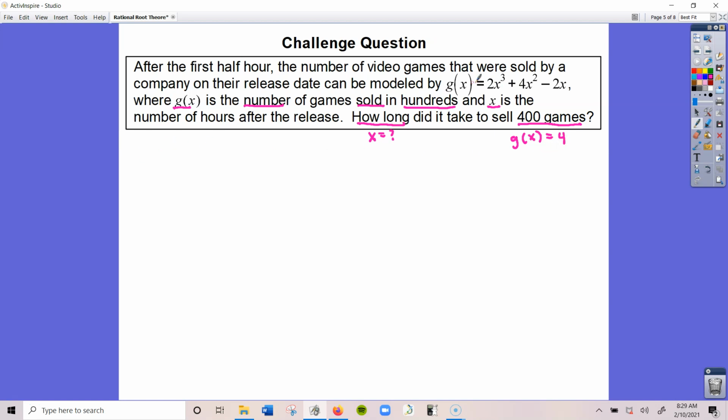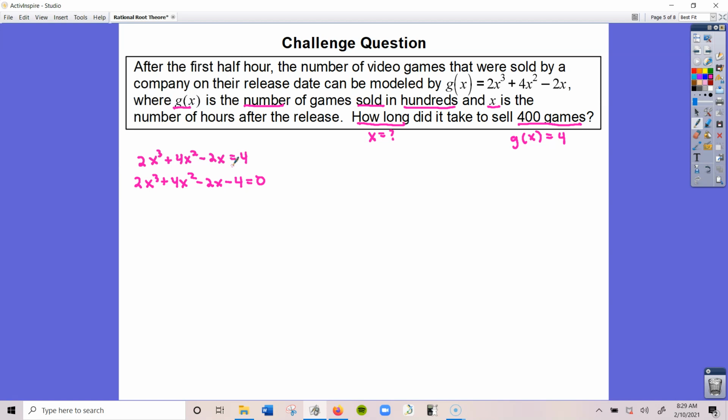So let's set this up here. That means that this equation here, we're making it equal to 4. So 2x to the third plus 4x squared minus 2x is equal to 4. We can subtract the 4 to make it equal to 0. So 2x cubed plus 4x squared minus 2x minus 4 is equal to 0. Now remember, we do this because we subtract it over because we want to be able to solve the polynomial. And in order to solve the polynomial, it has to equal 0.